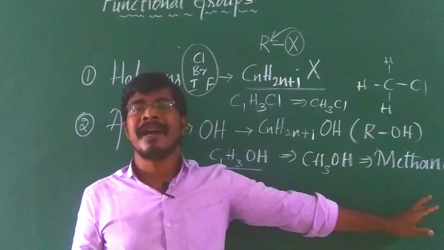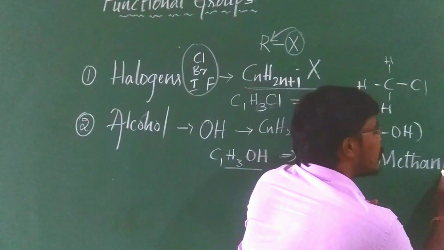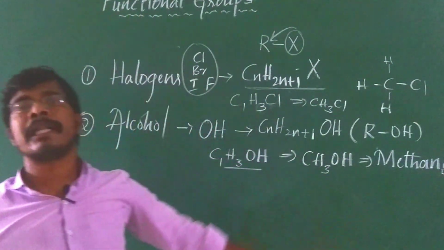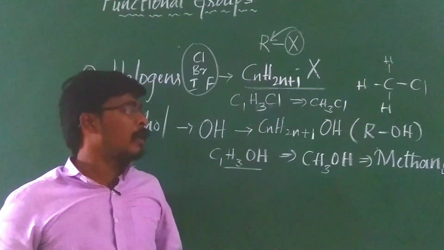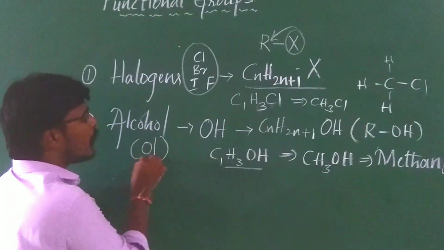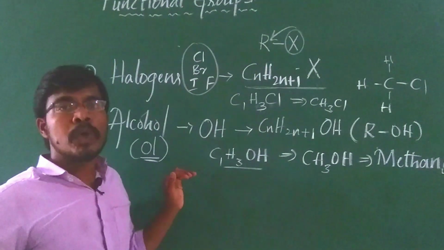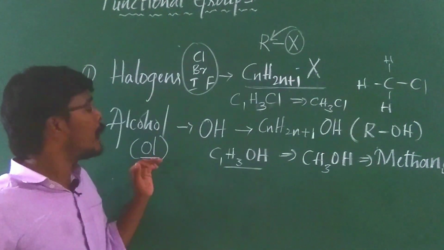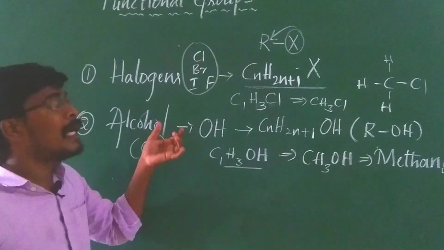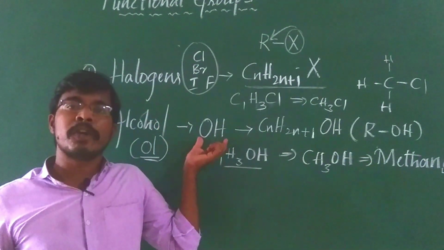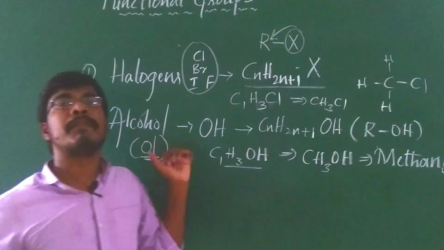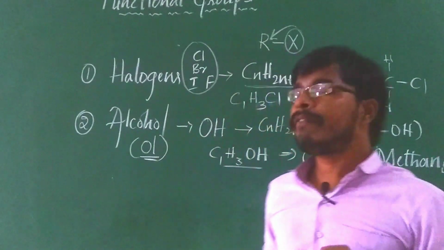Actually, the naming is important. The suffix OL is present at the end, which means it is an alcohol. So I will write here OL. If the suffix OL is present in the name, those types of compounds are called alcohols. And in the structure, if an OH group is present, those are called alcohols. So this is about the second functional group.